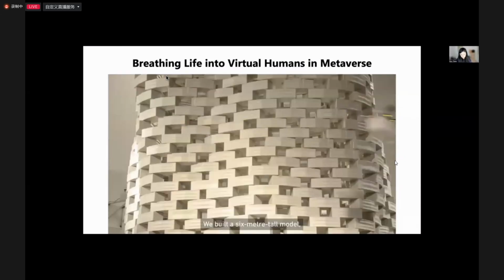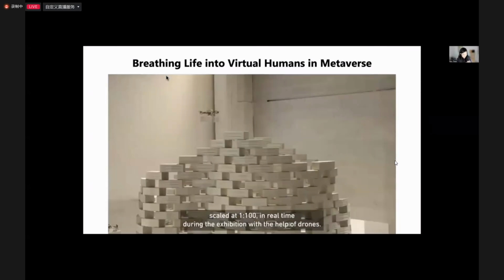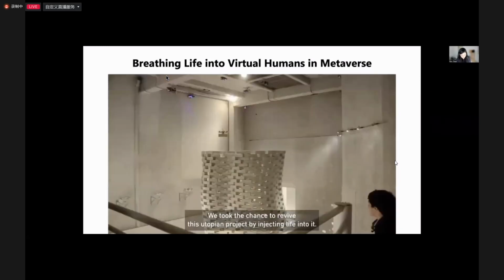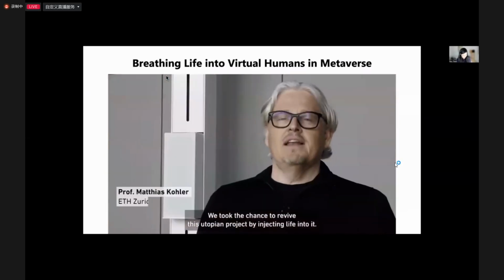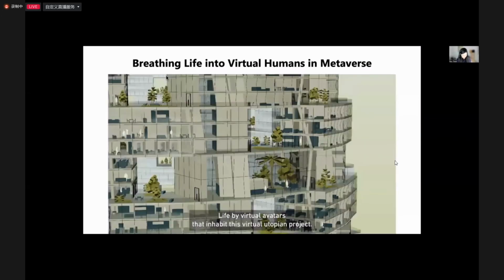We built a 6-meter tall model at scale 1 to 100 in real time during the exhibition with the help of drones. We took the chance to revive this utopian project by injecting life into it. Life by virtual avatars that inhabit this virtual utopian project.